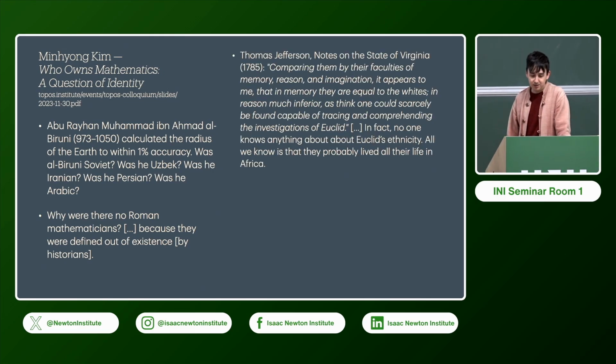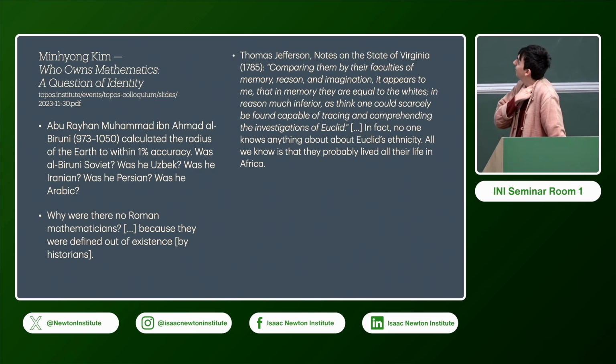He gave this quote by Thomas Jefferson talking about black people in America, which the irony was very much not lost on Min-Hyung here, where Jefferson writes, one could scarcely be found capable of tracing and comprehending the investigations of Euclid. And as Min-Hyung points out, nobody actually knows anything about Euclid's ethnicity at all. We just know that they probably lived in Africa for most of their life, and that's about it historically.